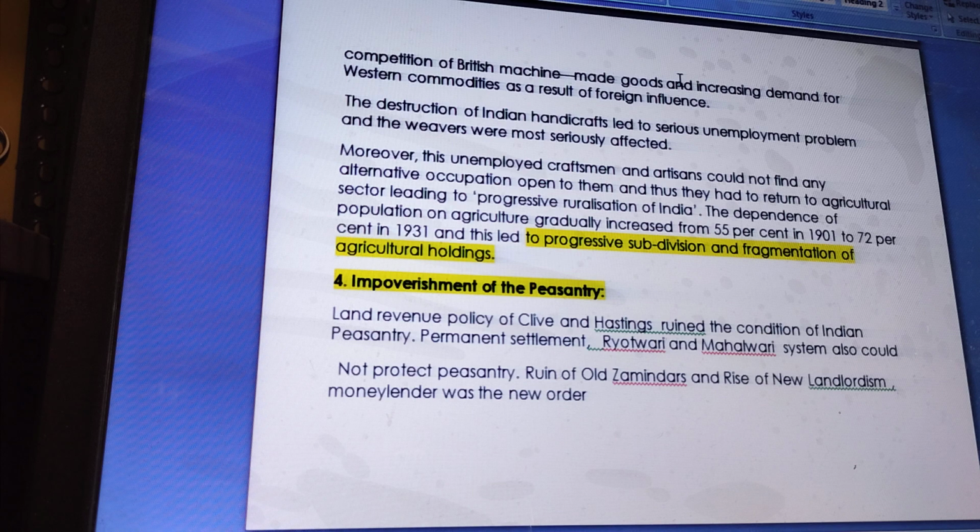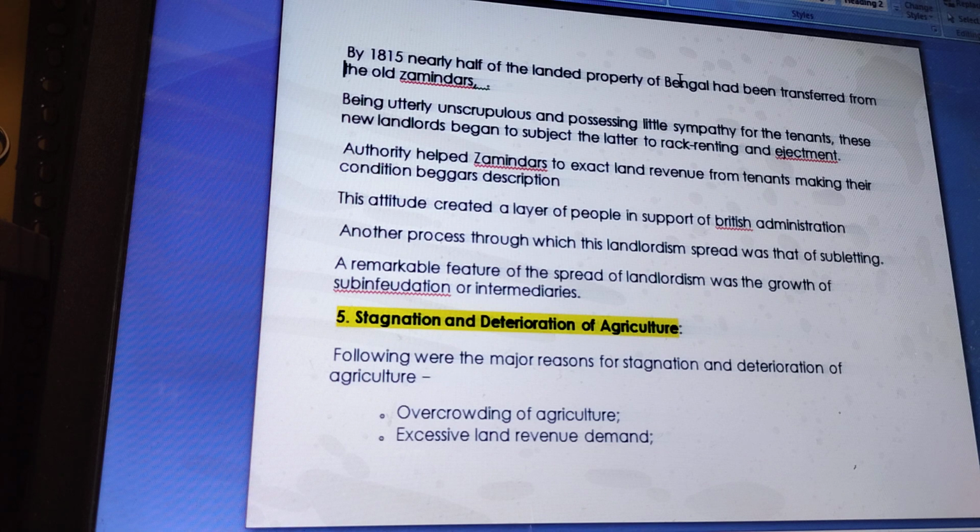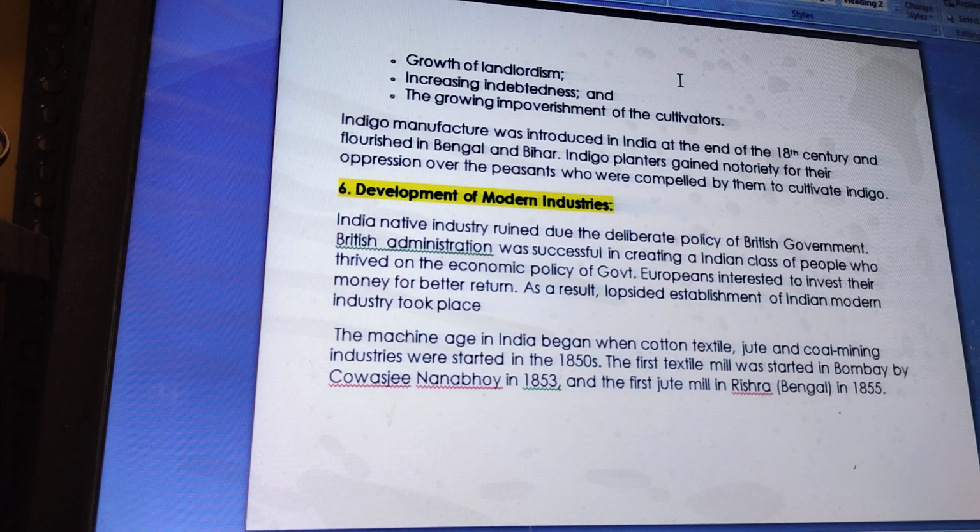Moneylenders came into the main picture because they got exceptional profit due to the high demand in the market. So a new class of people came as a layer of support for the British government. And what happened? Handicraft and handloom were ruined, so everyone went to agriculture. So agriculture deteriorated due to overcrowding, excessive demand for land, growth of landlordism, increasing indebtedness, and growing impoverishment of cultivators.